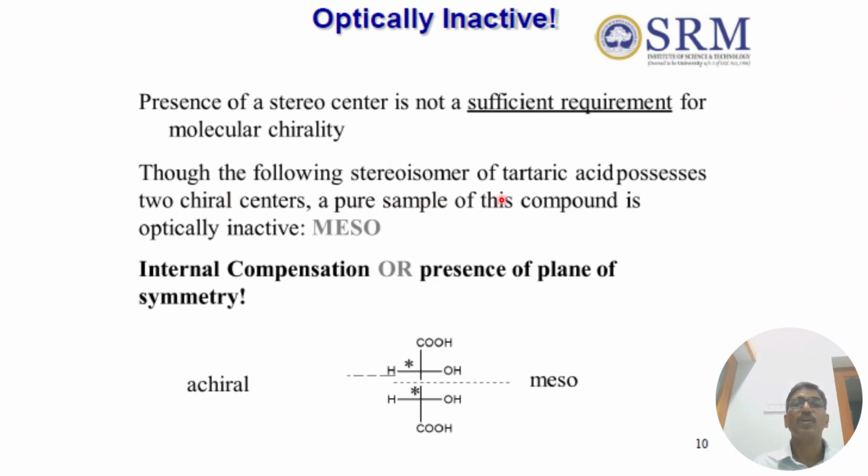Though the following stereoisomer of tartaric acid possesses 2 chiral centers, a pure sample of this compound is optically inactive because of internal compensation, or the presence of a plane of symmetry. This molecule has a plane of symmetry. If you just look at that, one half of the molecule is equivalent to the other half. So one half of the molecule would rotate in the clockwise direction, the other one would rotate in the anti-clockwise. Therefore, they nullify. Hence, it becomes optically inactive. Therefore, it is considered to be achiral.